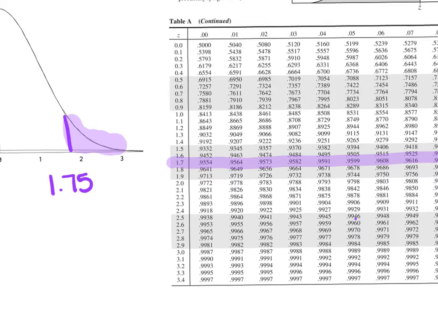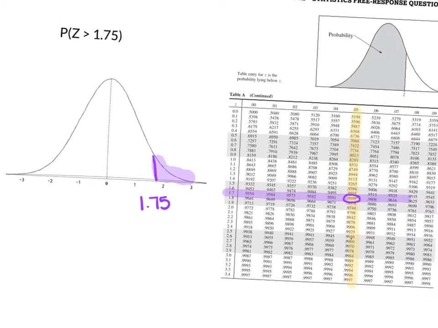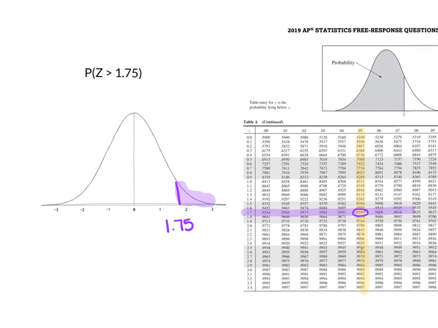And then I'll do 0.05 on the actual column. And when I do that, notice that my z-score, where they intersect, is at 0.9599. Now, when we look at this, we can definitely see from this table, or from this actual curve, that this is nowhere near 96% of the data.